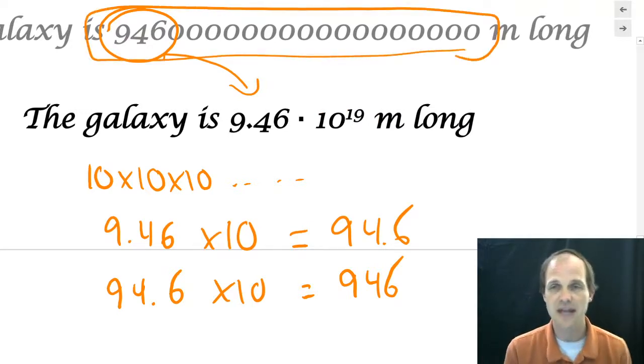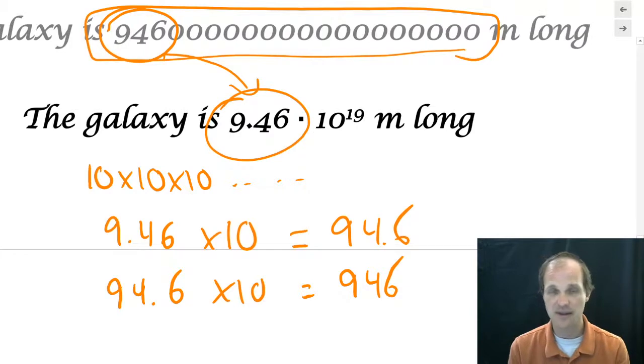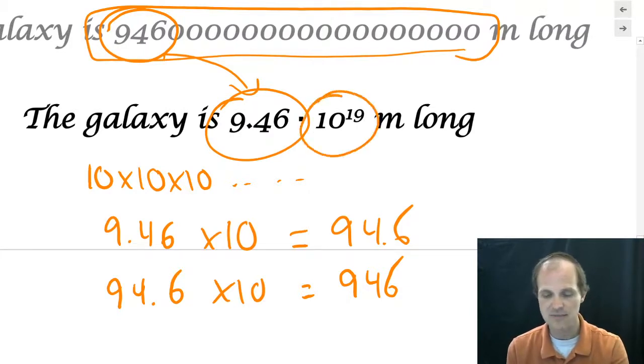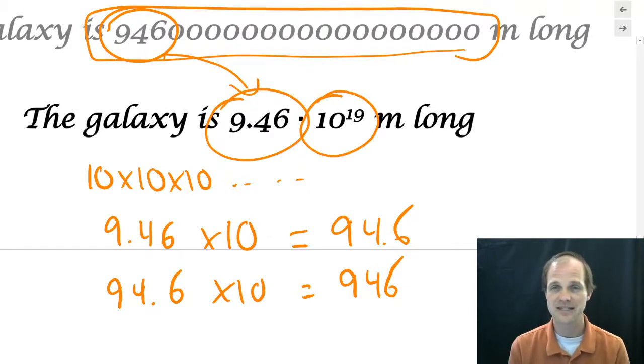And so scientific notation is not changing our number at all. It is the exact same number. It's just changing how we write it so that it's easier and quicker to look at. I have this thing in front which tells me about the important numbers, and I have this thing in back that tells me about how big it is. 10 to the 19th says, hey, multiply this by 10, 19 times.